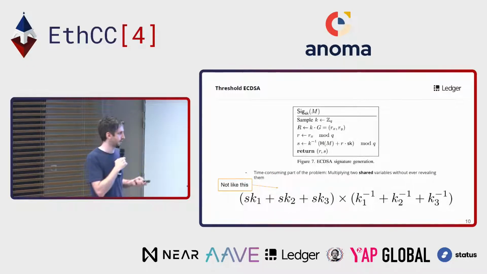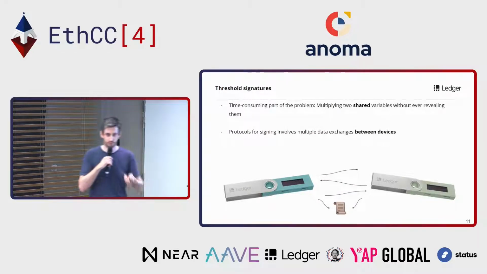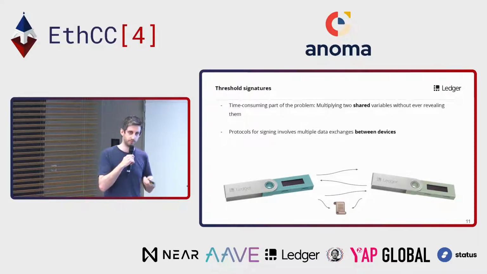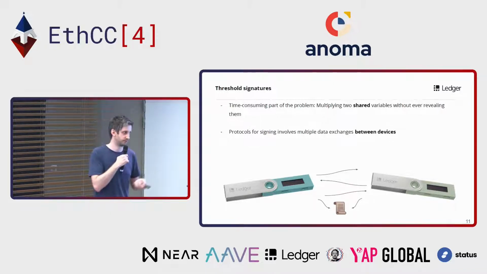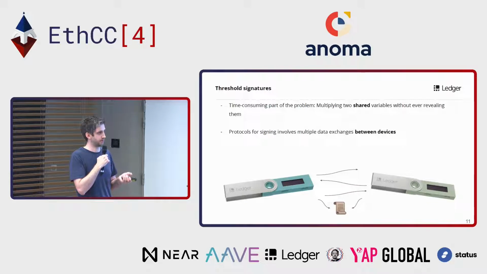So this is a tricky problem, right? But I'm not going to delve into the details of the solutions here. I'm just interested in measuring the performance, and whether you can actually implement this. To measure performance, we can sum up the problem as: how do you multiply two shared variables?